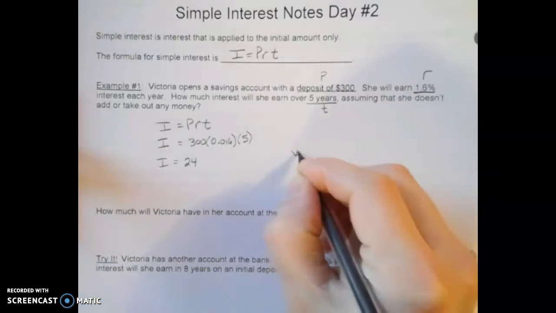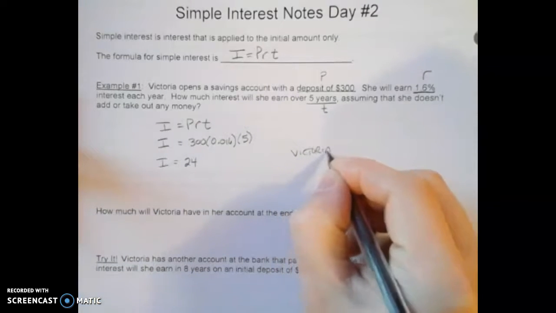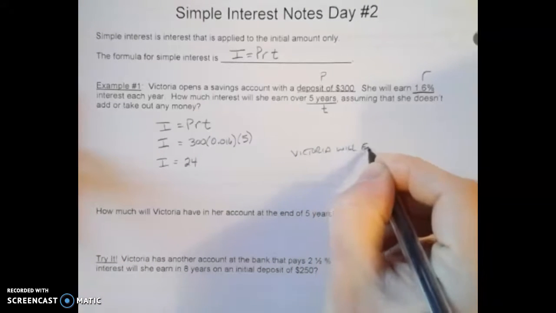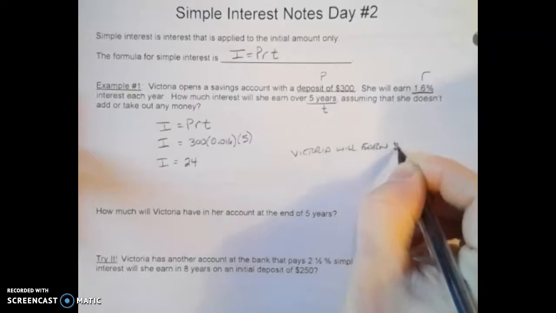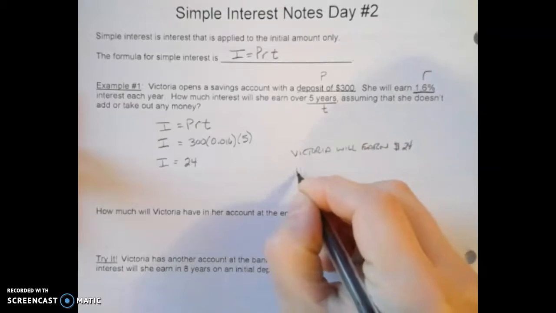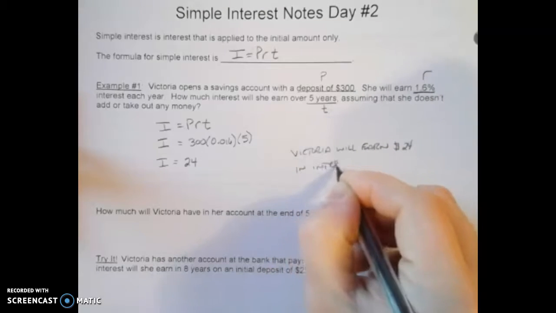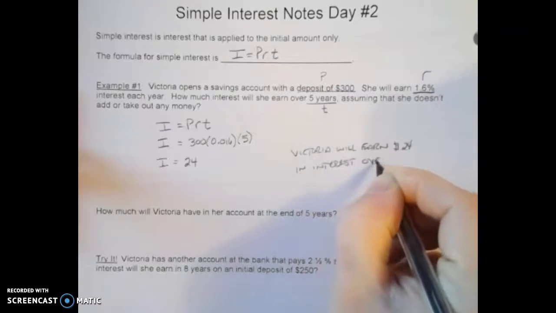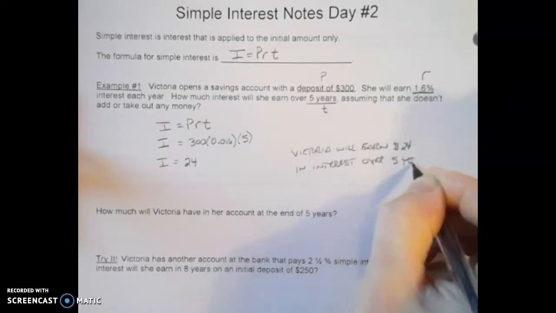And so we can say that Victoria will earn $24 in interest over 5 years.